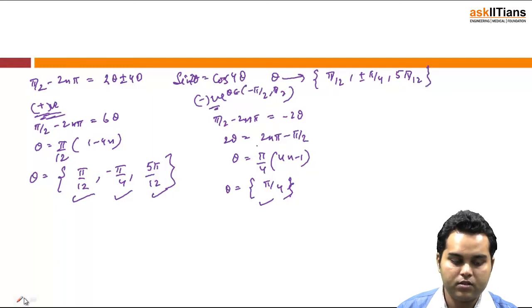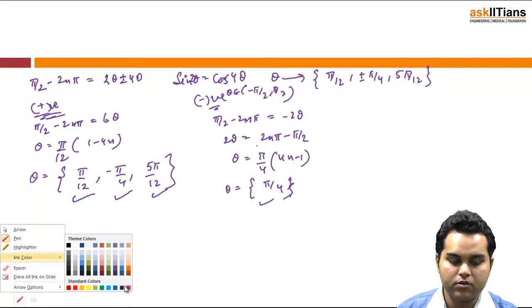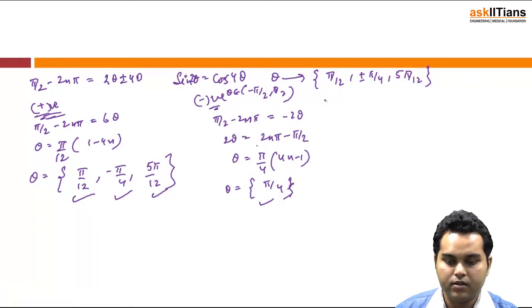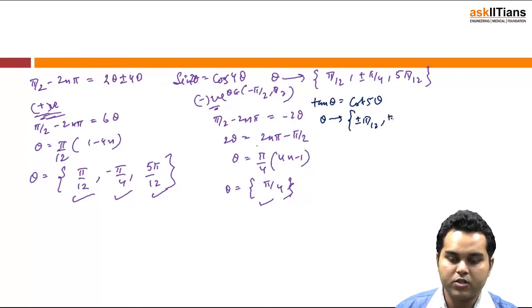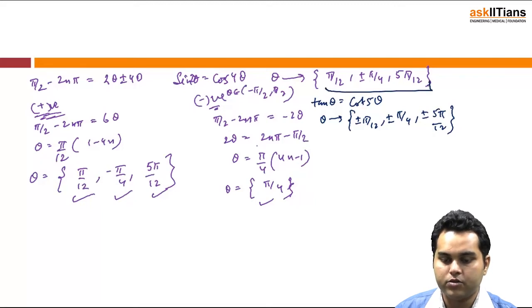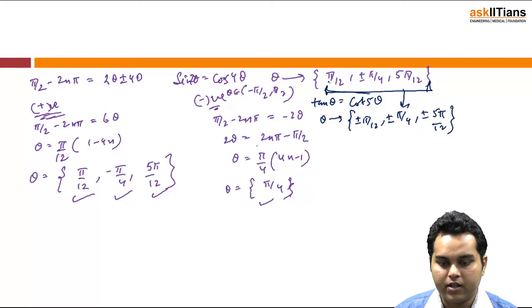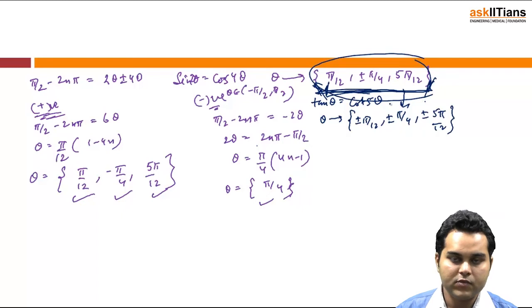For the equation tan theta is equal to cot 5 theta, we had theta as plus minus pi by 12, plus minus pi by 4 and plus minus 5 pi by 12. Hence this would be the only solution that is coinciding with this more general, wider solution. So the earlier solutions that we have, this would be the more general solution to the equation.